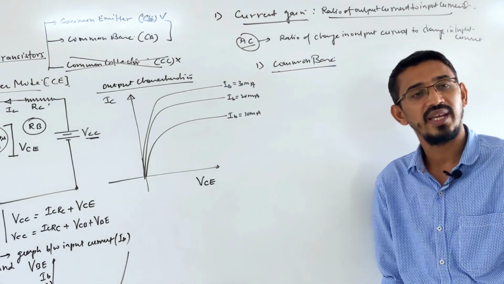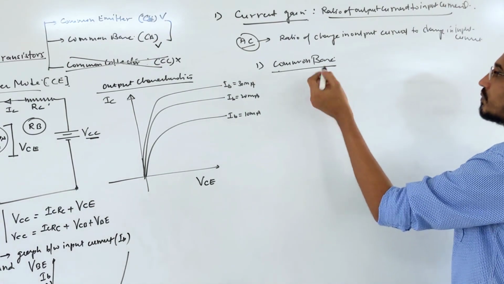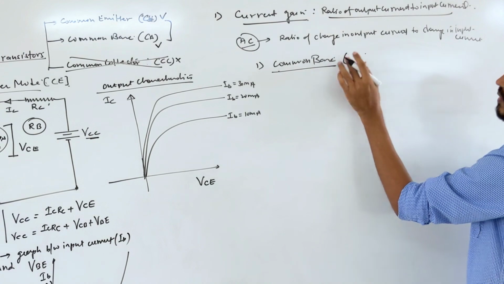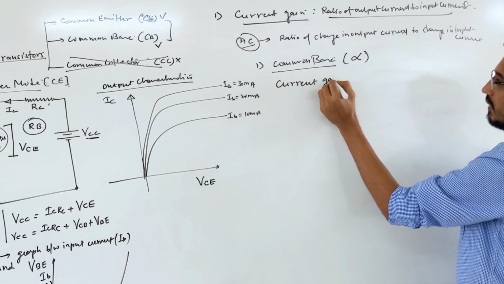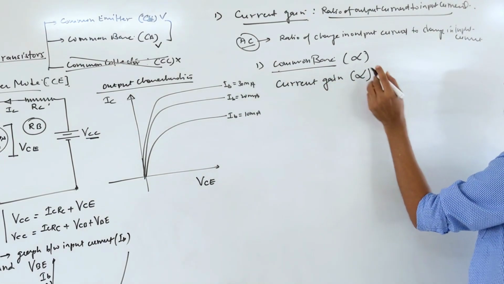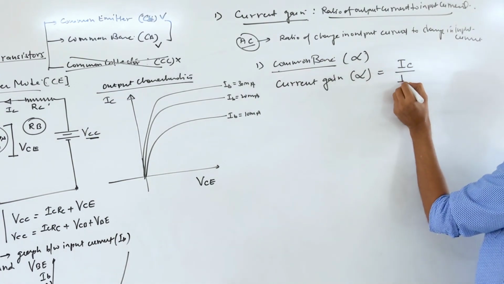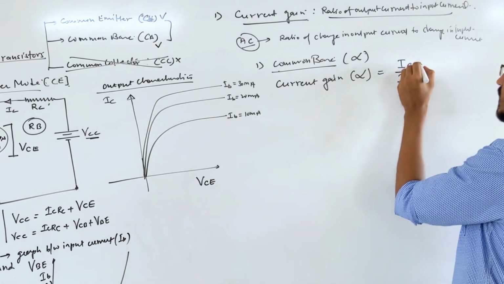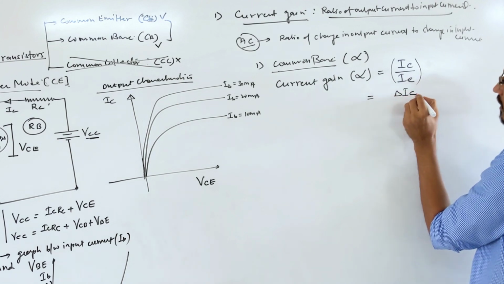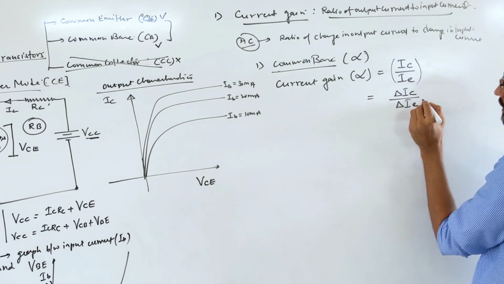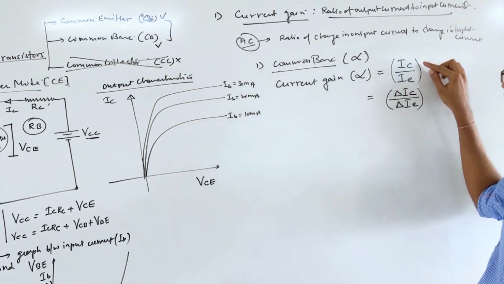What is the current gain in the case of common base configuration? For common base, what symbol do we write? We write the alpha symbol. So this current gain that we write with the alpha symbol is output current IC divided by input current IE. This is for DC. If it is AC current, then you can also write it as change in IC by change in IE. That's also the current gain. So IC by IE.